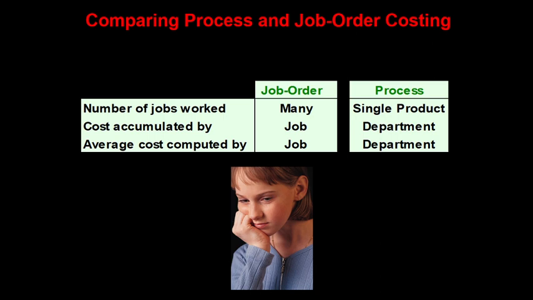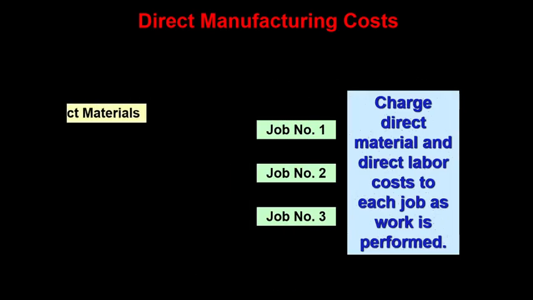And costs are accumulated by job in job order. They are accumulated using the job cost sheet. For process costing, costs are accumulated by department. Because of that, average cost is also computed by job under job order, because costs are accumulated by job. And for process costing, it's the same: since costs are accumulated by department, average cost is also computed by department.